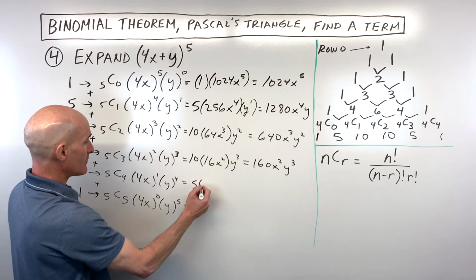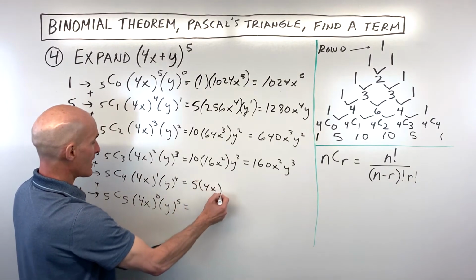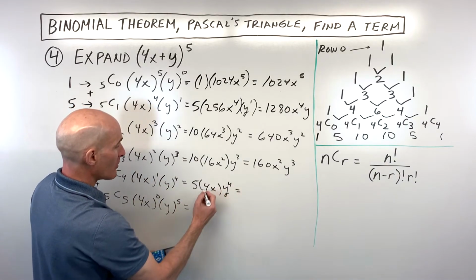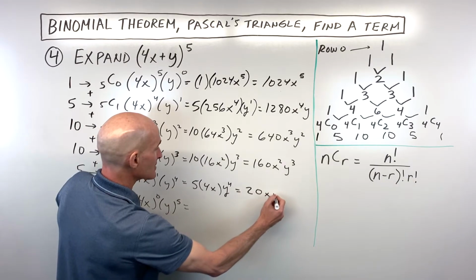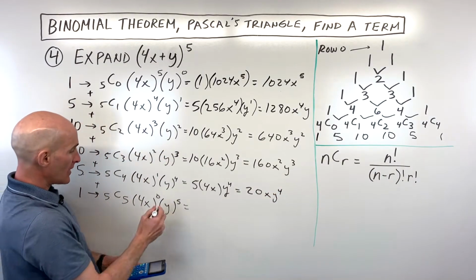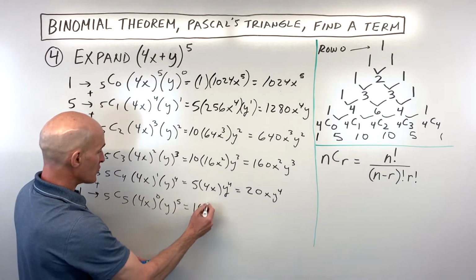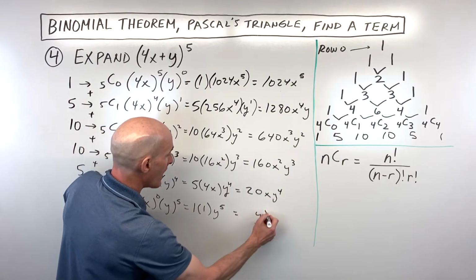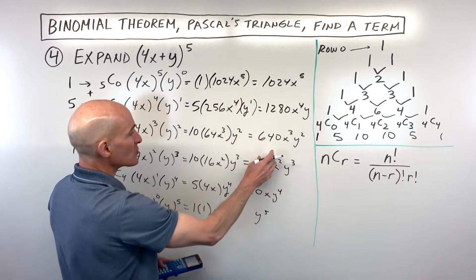So we have 5 times 4x to the first, which is 4x, y to the fourth. If we multiply that together, we're getting 20x y to the fourth. And the last one, 5c5 is 1, 4x to the 0 is 1, y to the fifth. So that just simplifies to y to the fifth. And then all these terms are added together.